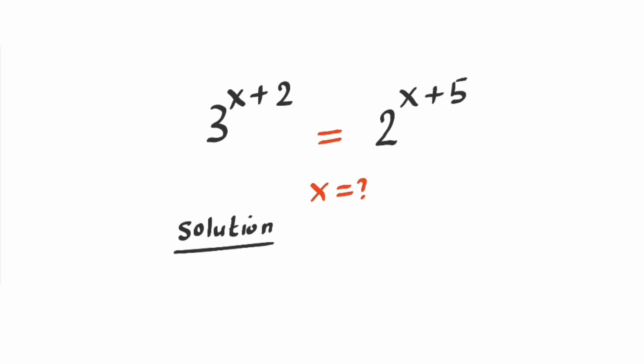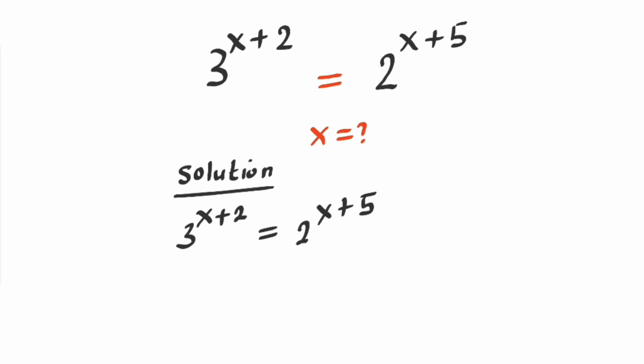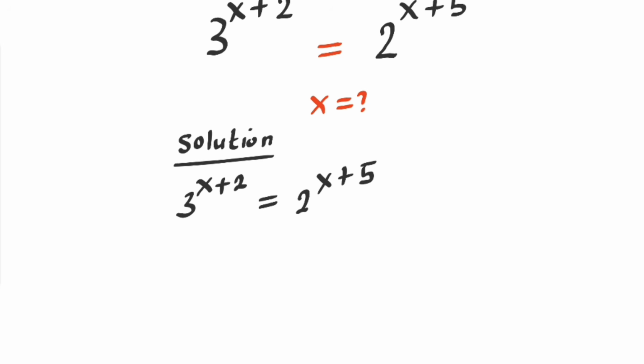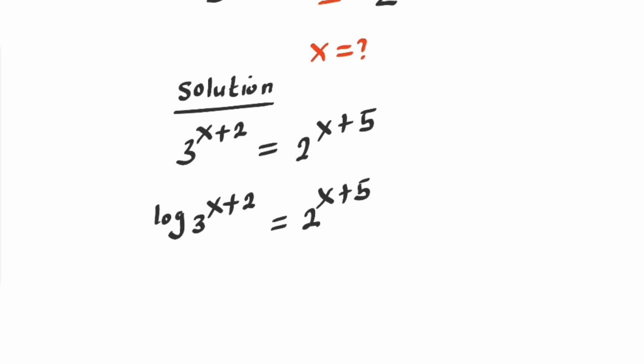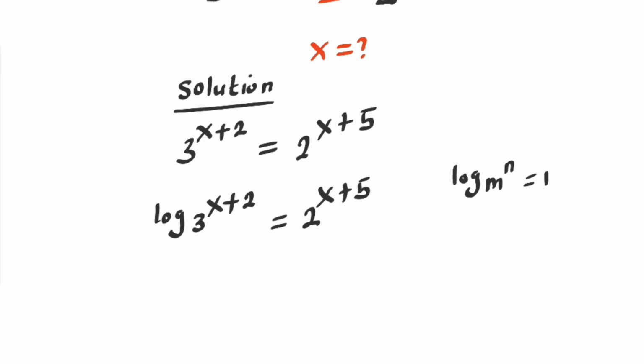Now we have the given equation 3 raised to power x plus 2 is equal to 2 raised to power x plus 5. Let us take the log on both sides of this equation. We have log of 3 raised to power x plus 2 is equal to log of 2 raised to power x plus 5. Then take note of this, that if you have log m raised to power n, this is equal to n log m.